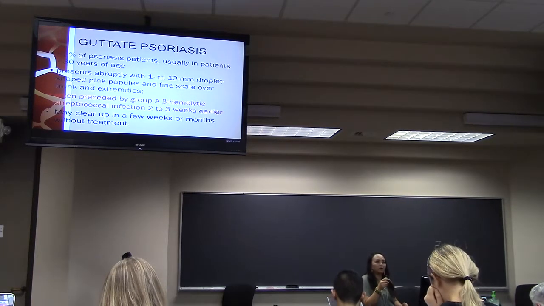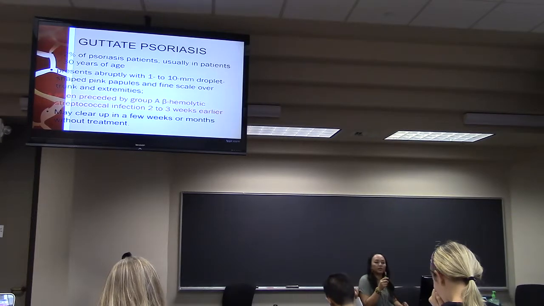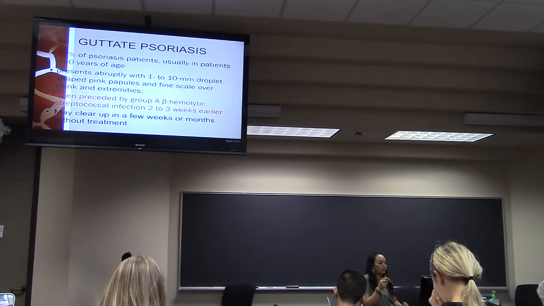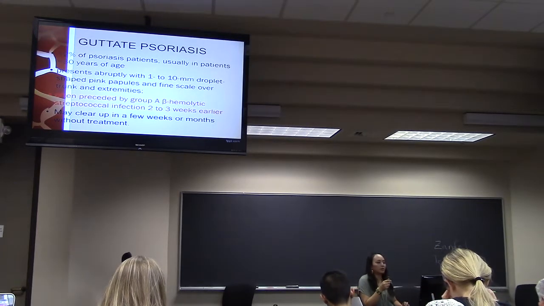The second one is called guttate psoriasis. It's not very common. It's less than 2% of psoriasis patients, usually in patients less than 30 years of age. They just show up with 1 to 10 millimeter droplet-shaped pink papules and fine scale over the trunk and their extremities. Normally, these are the patients that have had strep infections 2 to 3 weeks earlier.